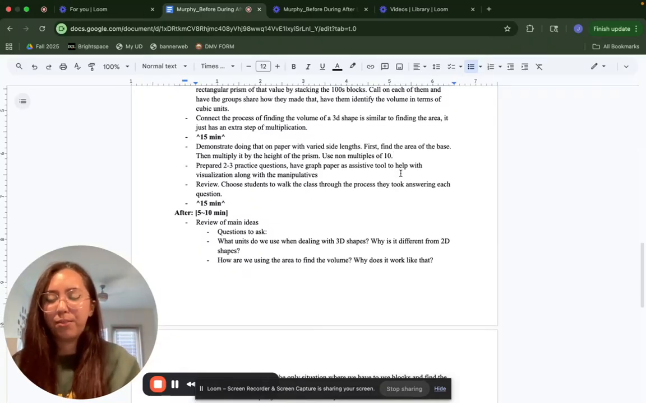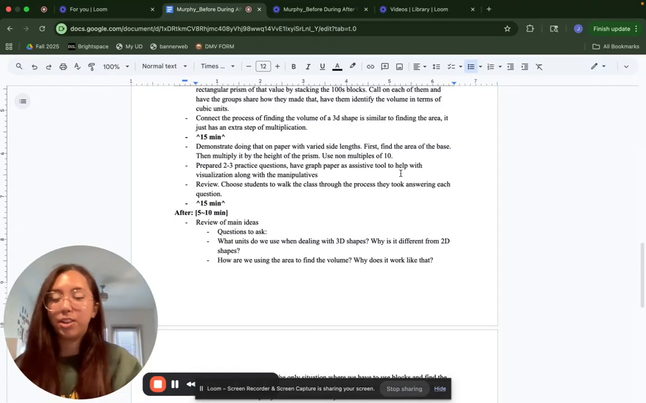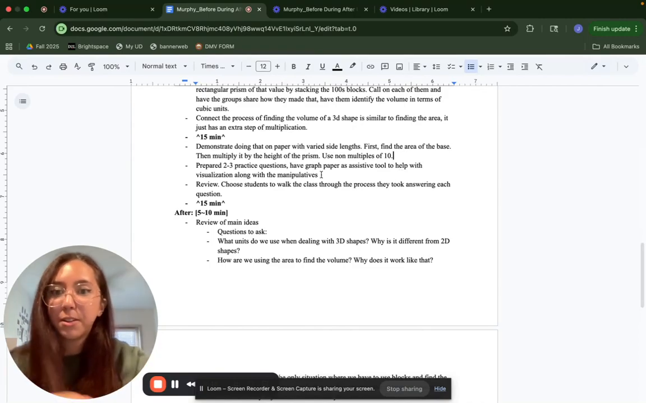So it can be an example of like 5 by 4 being the base and then it being 6 times high. They'll know to do 5 times 4 equals 20. And then if there's 6 layers of that base, then 20 times 6 is 120. So that would be 120 cubic units.